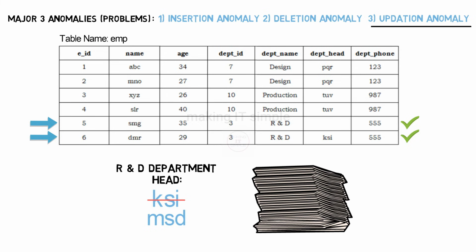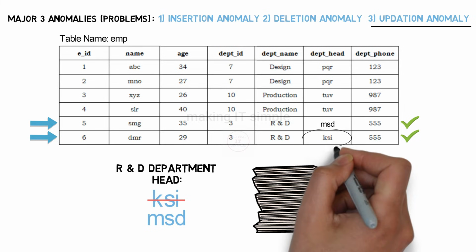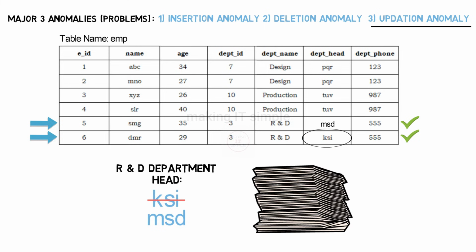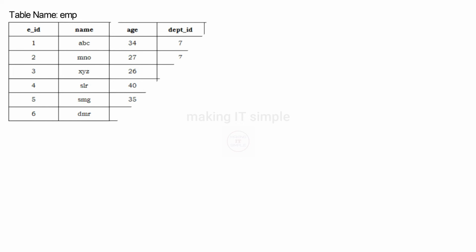For example, let us say here the value gets updated to MSD, but in this record the value does not get updated, this will cause inconsistency. Department head of R&D department will have 2 different values, which definitely will give rise to many problems. And this is what is updation anomaly. So these problems or anomalies arise due to redundant data.